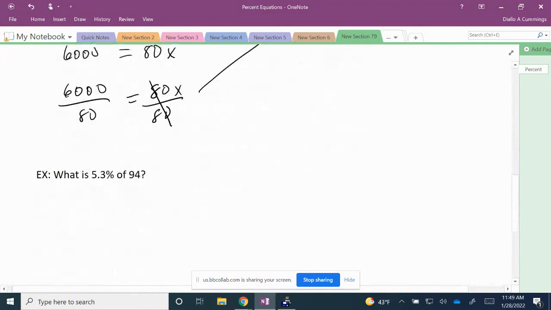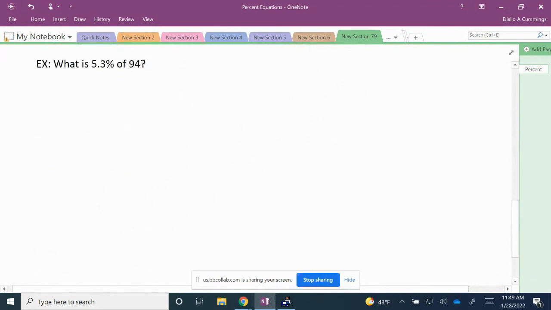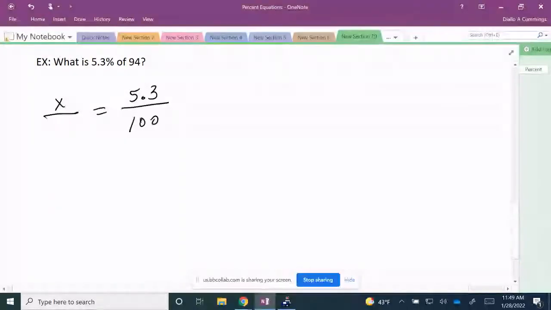Now we'll take a look at another example. In this example, we're given: what is 5.3% of 94? So we're going to set up our percent equation. What is, so the is is our variable, our unknown. I'm going to place an x in the is spot. 5.3%, I'm simply going to remove the percent sign and put 5.3. In the of spot, I'm going to put 94.